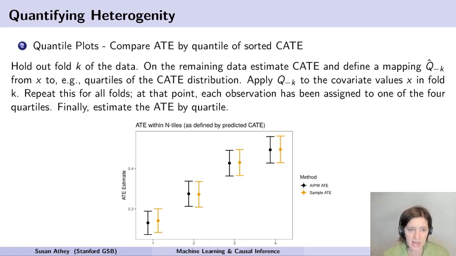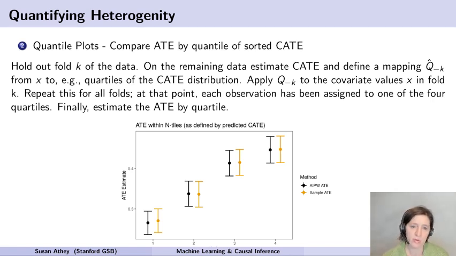So exactly what we do is we go through K folds of the data. For fold little k, we hold out that fold. And on the rest of the data, we estimate a model of CATE, for example, using causal forests. And then using those estimates, we define a mapping from covariates to the quartiles of the CATE distribution. So for every x, we assign them 1, 2, 3, 4, based on where they are in the distribution of CATEs. Once we have that estimated, we can apply that to the covariate values x in fold k.